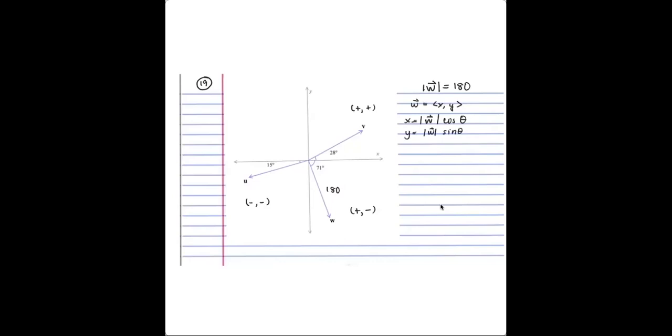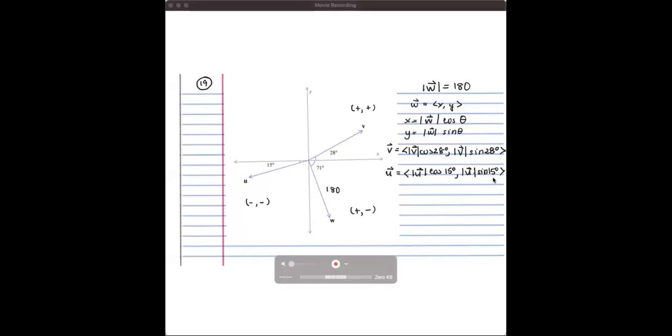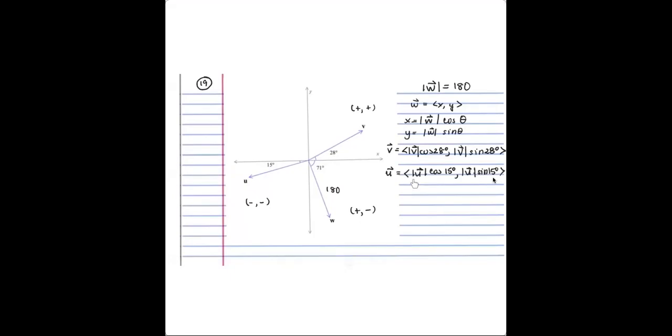So for v, we have that the components are both going to be positive, so it's going to be the magnitude of v times the cosine of 28, because the angle is 28 for our vector v, and then we're going to have the magnitude of v sine of 28. For vector u, we have the magnitude of u cosine 15, the magnitude of u sine of 15, but 15 degrees is the reference angle, it's not the direction angle.